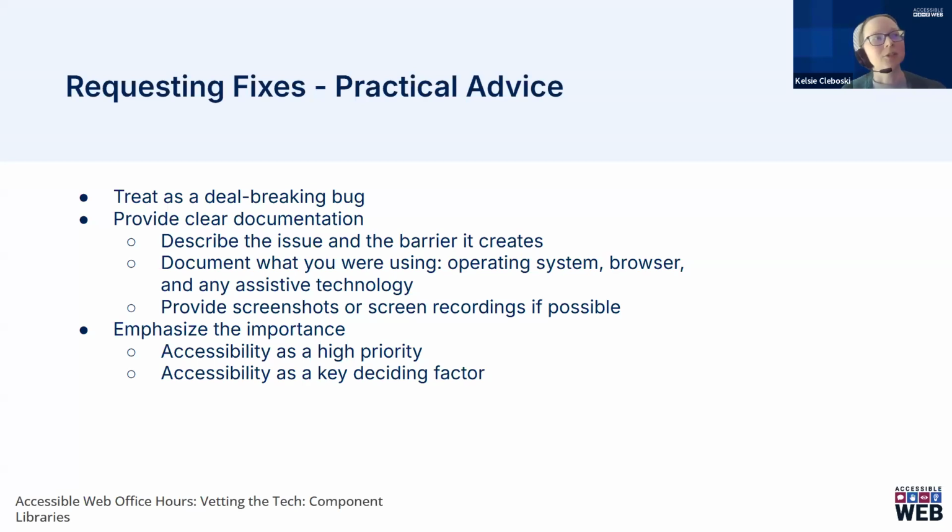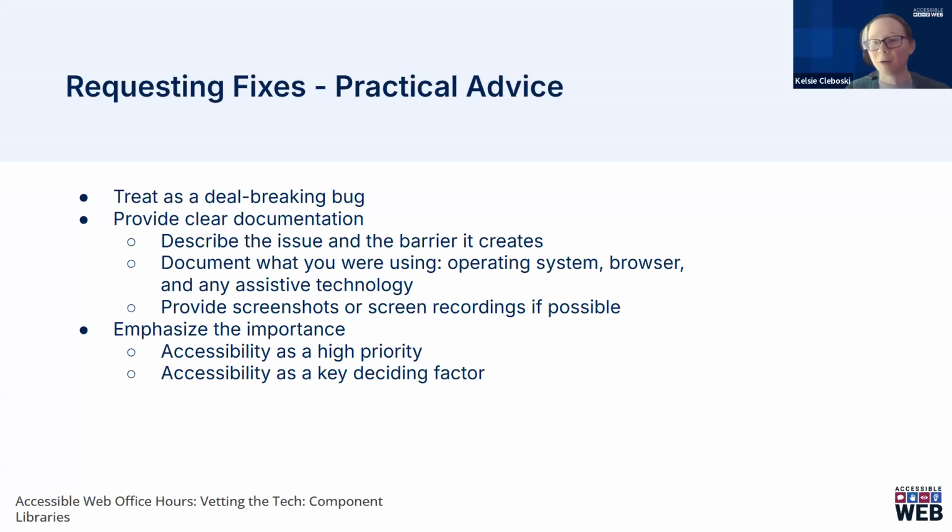Provide clear documentation, and that includes practices like: describe the issue and the barrier it creates, document what you were using, so your operating system, your browser, and any assistive technology that were used when you encountered the barrier or encountered the issue that you're reporting. And also in your report, emphasize the importance of this issue to you. So talk about accessibility as a high priority and talk about accessibility as a key deciding factor.